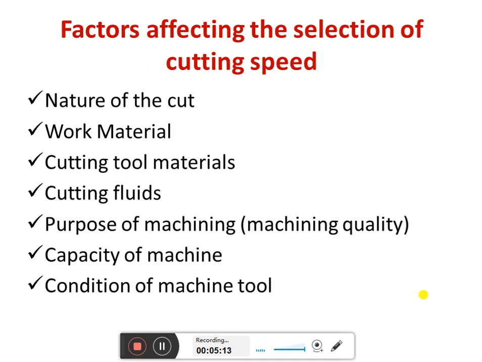Then the factors affecting the selection of cutting speed. What are the factors that affect it? The nature of cut, and the work material. Different materials have different cutting speeds and cutting feeds, so based on the material we have to select, and it affects the cutting speed. Then cutting tool material, cutting fluids, purpose of machining, capacity of the machine, and condition of the machine tool. These are the factors that affect the selection of cutting speed.